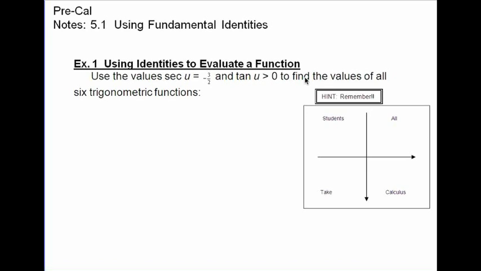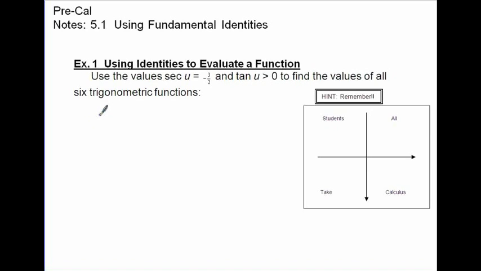It says use the values of secant of u is -3/2 and the tangent of u is greater than 0 to find the values of all 6 trig functions. So remember from before that all students take calculus. That helps us remember which trig function is positive in which quadrant. So let's look at secant first.